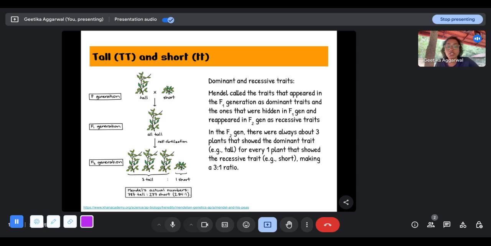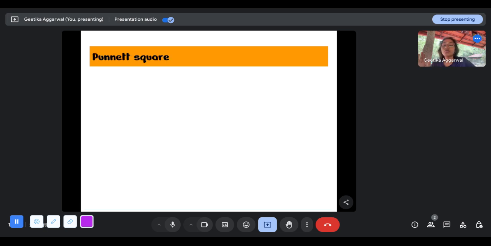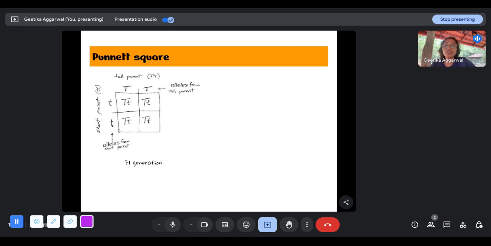So in the F2 generation, there were always about 3 plants that showed the dominant trait, here tall, and there was one plant for every 3 plants that showed the recessive trait, which was short. So it makes a rough ratio of 3 is to 1. Okay, so this is what he saw, and this is what he came up with, that there are these dominant and recessive traits. So let me discuss the Punnett square. Punnett square is a way in which you can actually calculate what the phenotype will be from the genotype.